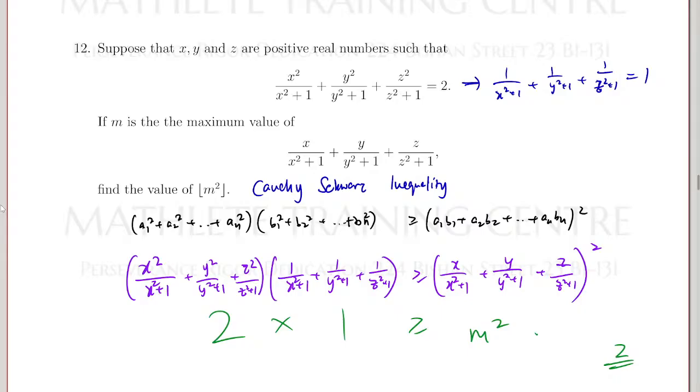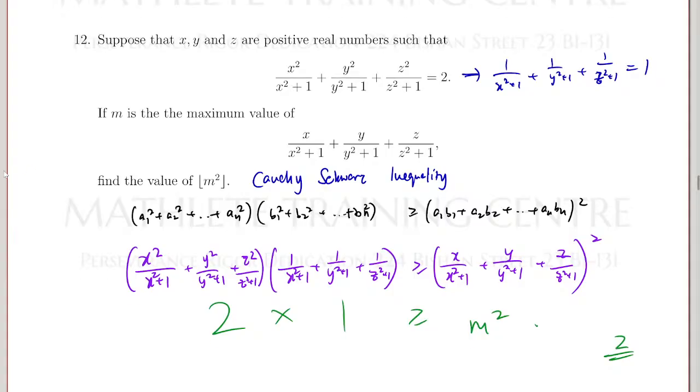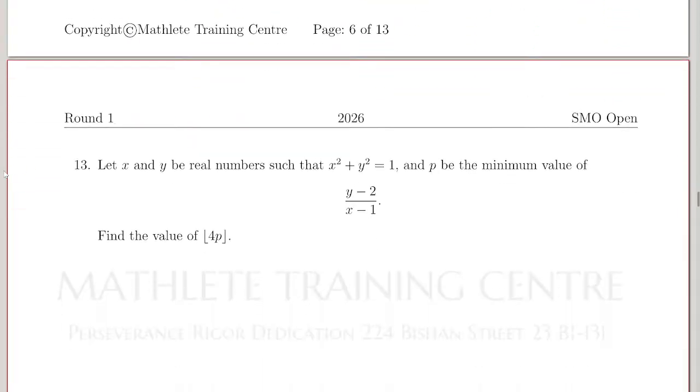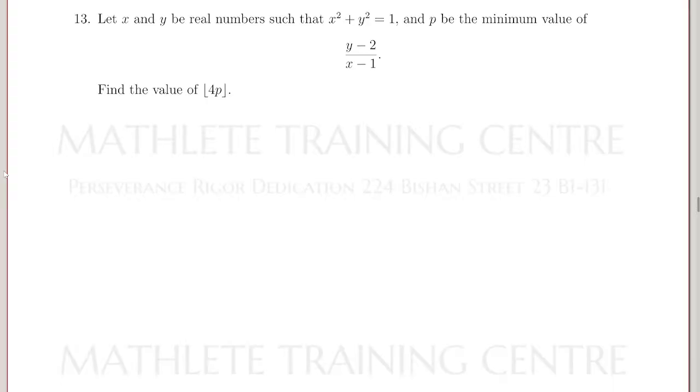Okay, next one. Question number 13. Let x and y be real numbers satisfying this equation, and let p be the minimum value of this expression. Find the value of 4p rounded down.